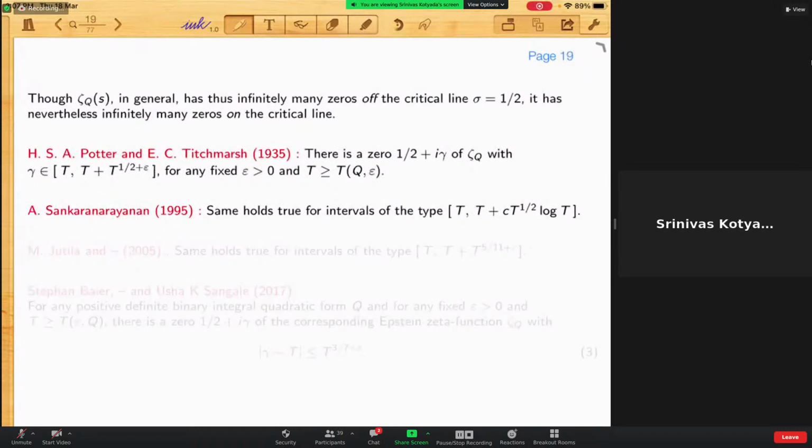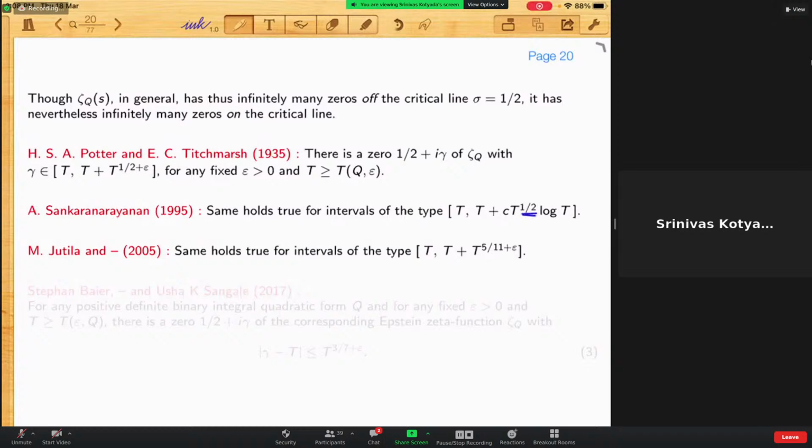The first result was by Potter and Titchmarsh in 1935, who showed that there is a zero half plus i gamma of this Epstein zeta function with gamma lying in T to T plus T to the power half plus epsilon. We will call this T to the power half, T to the power theta, the gap. This was proved in 1935, and till 1995 this was the best known result. And Sankaranarayanan managed to improve this result by removing this epsilon and replacing it with a log. This exponent half looked like a barrier.